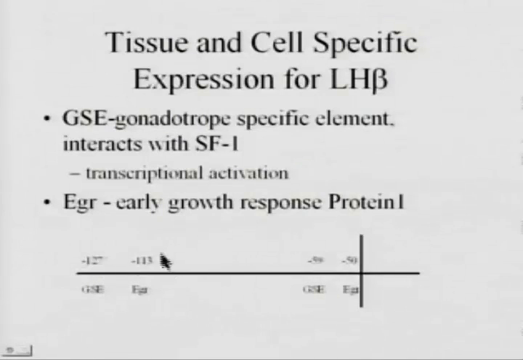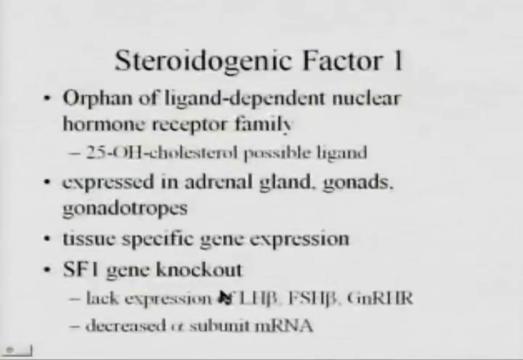The locations of these are shown here, minus 59 for the proximal EGR and proximal GSE, minus 113 for the distal EGR, and minus 127 for the distal GSE. So they're really not that far apart. Even though these are referred to as distal, they're not extremely far, not thousands of kilobase pairs away.